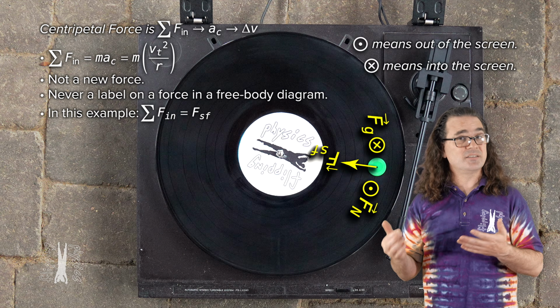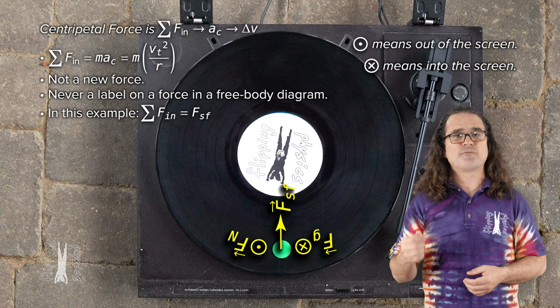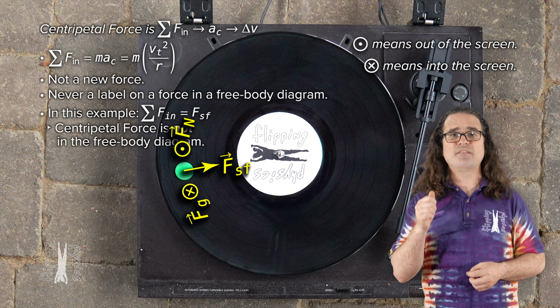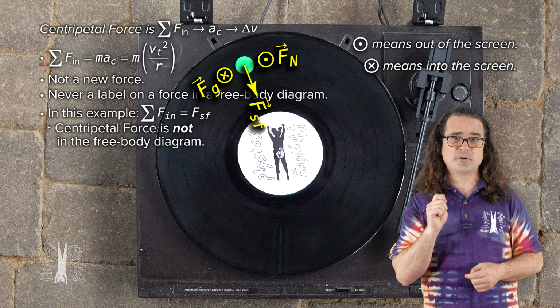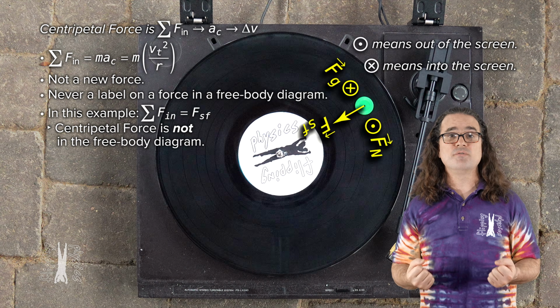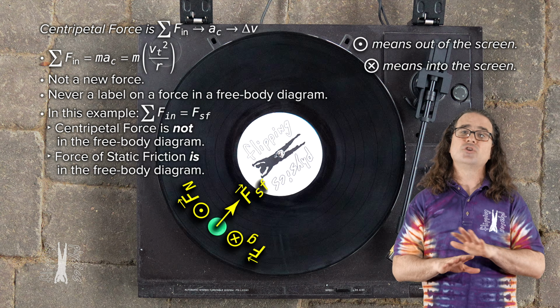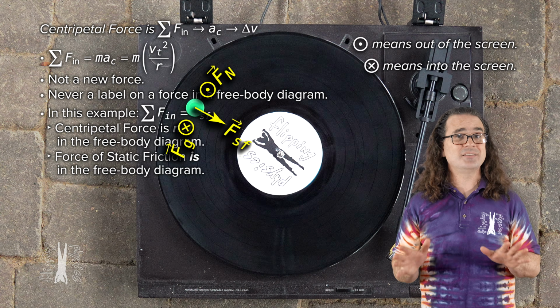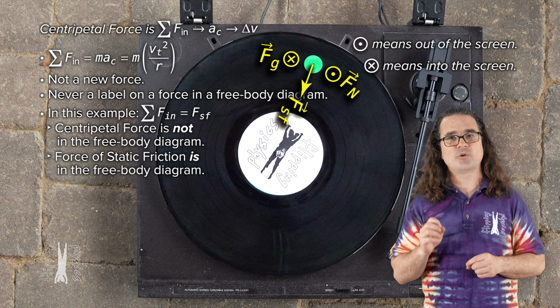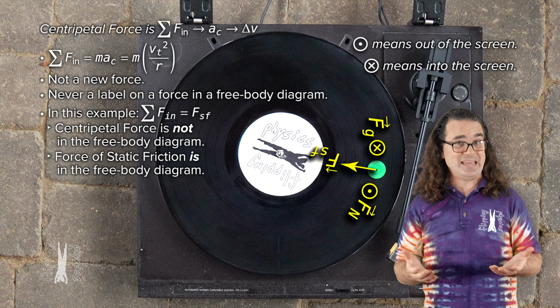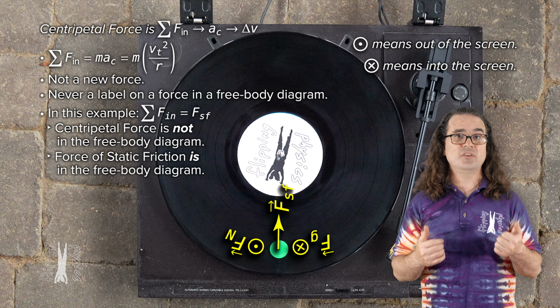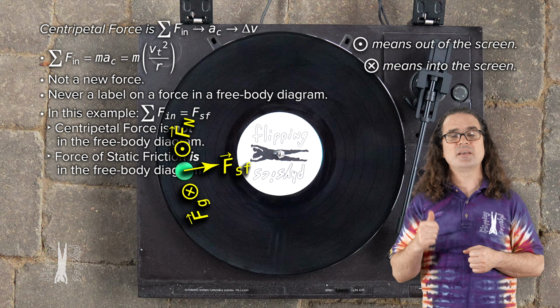And that is an example of how it always works. The free body diagram never includes a force that is labeled centripetal force because it is not a new force. It is just the net force in the inward direction. So whatever the net force is in the inward direction, that is what the centripetal force is. That is the force that is causing the change in the direction of the linear velocity of the object and making the object move in a circle.